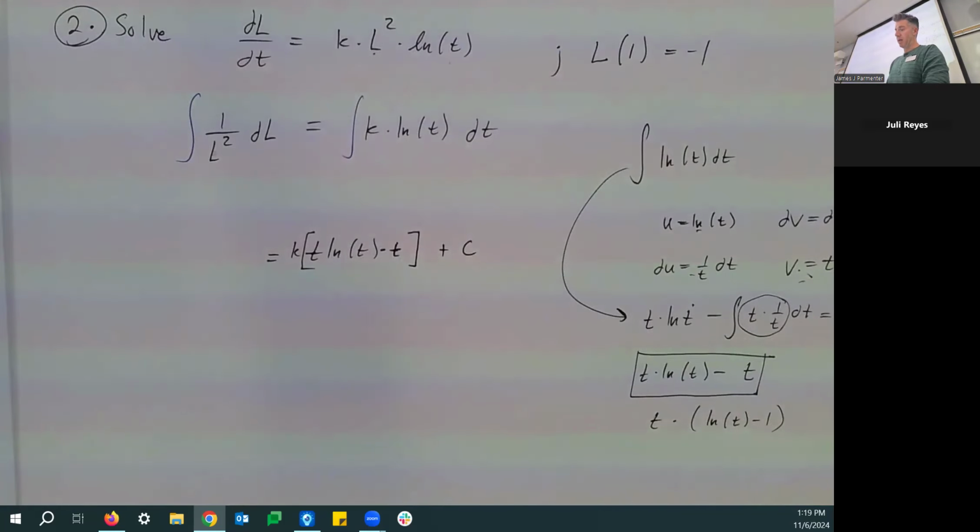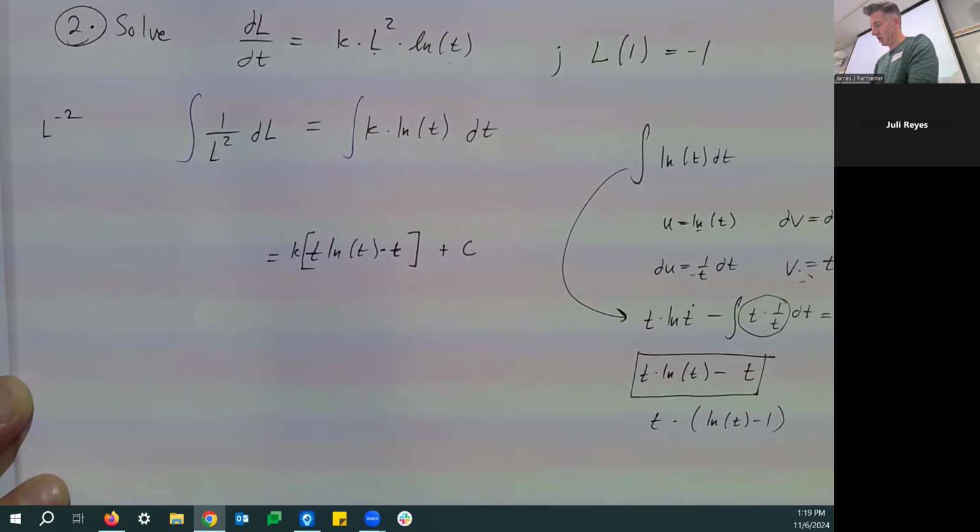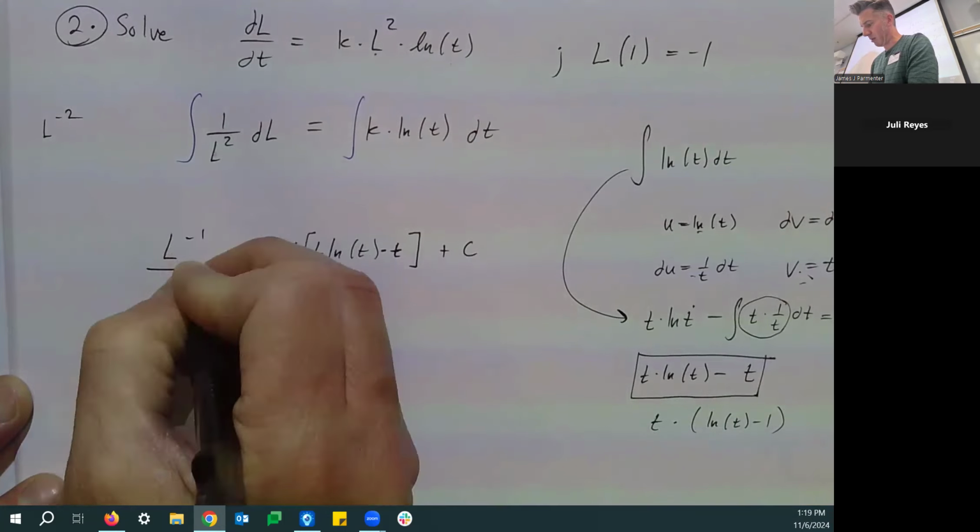On the left-hand side, I'm integrating L to the minus 2. I'm getting L to the minus 1 divided by minus 1.